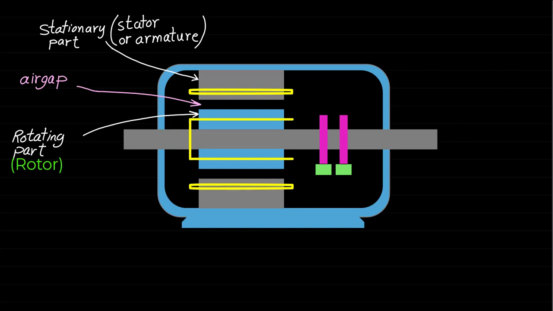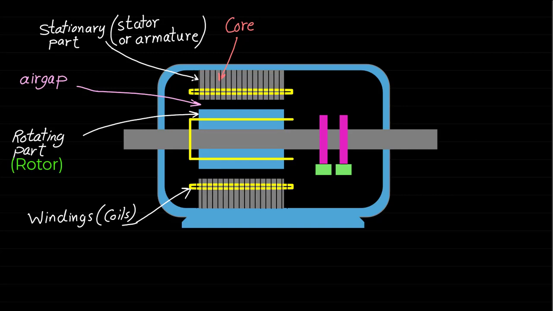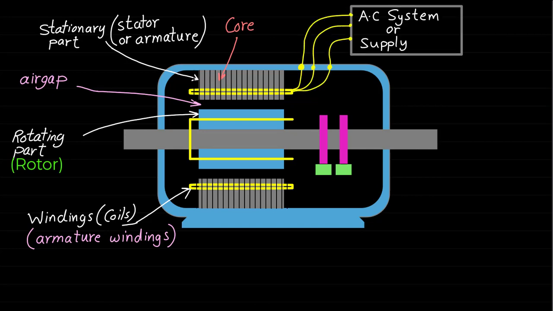The stator consists of magnetic material core and windings. The core of the stator is made of thin insulated laminated magnetic materials to reduce the eddy current loss and therefore reduce the heat inside the machine. The stator windings or coils can be called armature windings. The armature windings are usually three-phase AC windings. The output terminals of the armature windings are connected to a three-phase AC system or supply.